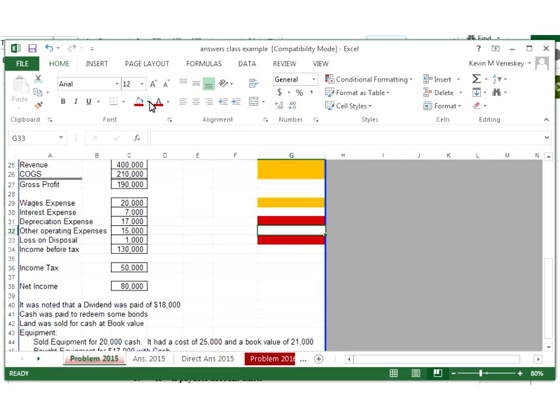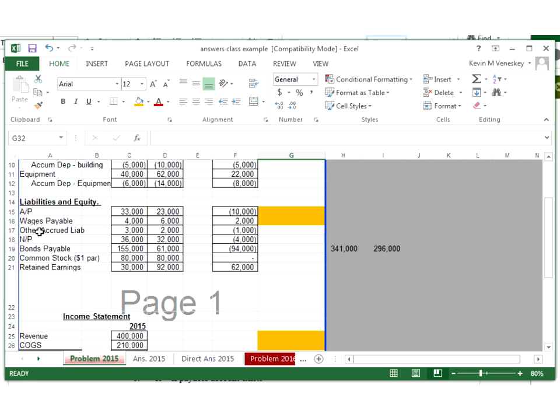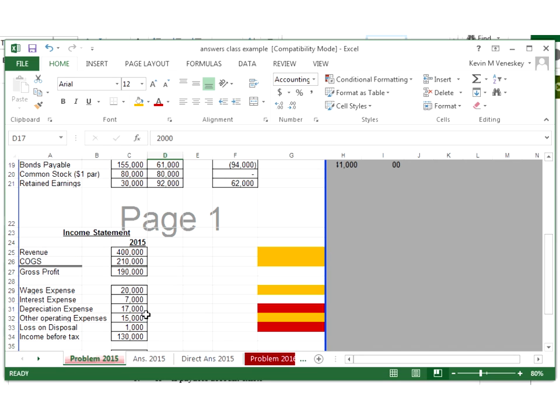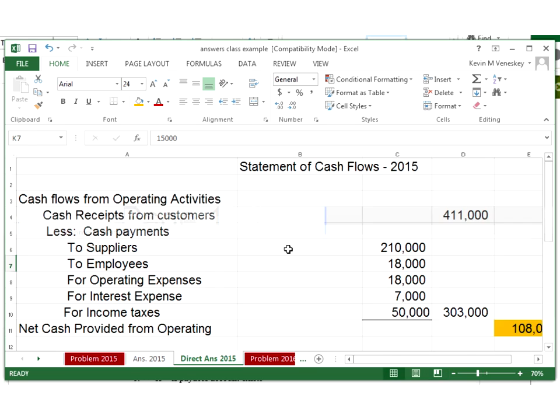But other operating expenses, it looks like I spent 15,000. But let's make sure. I look at my other accrued liabilities. It went from 3,000 to 2,000. So for an account payable type item or liability to go down, that means I had to pay money. So not only am I looking at paying 15,000, I paid an extra 1,000 there of the other liabilities.